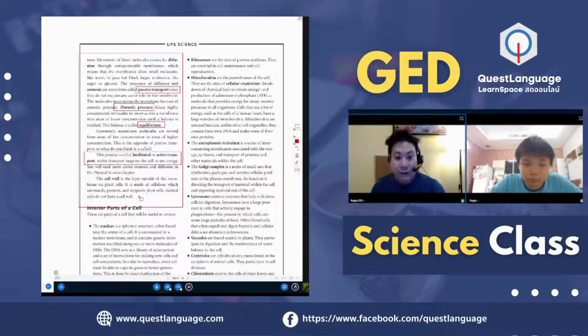Less concentrated to more concentrated part, okay? And you just need to be aware that only plants have a cell wall. That's why it has cellulose. That's why it has a rigid structure. That's why it looks like it has branches and all that.